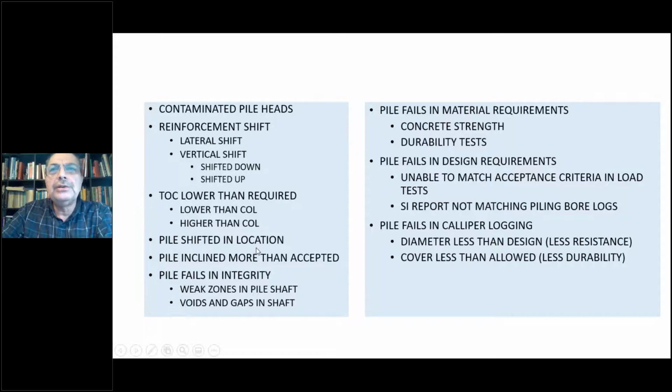Piles may be shifted in location, due to wrong coordinated installation, or because of tilting of the machine. Piles may be inclined more than accepted, so there's a special limit for the inclination of the pile in the design. The tolerance is usually 1 to 75, say 1.3%.